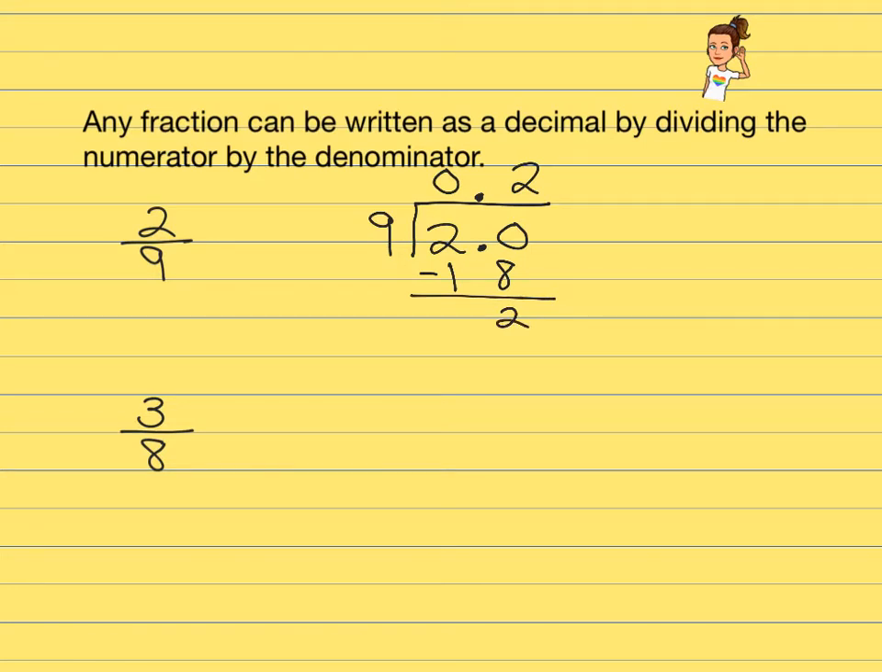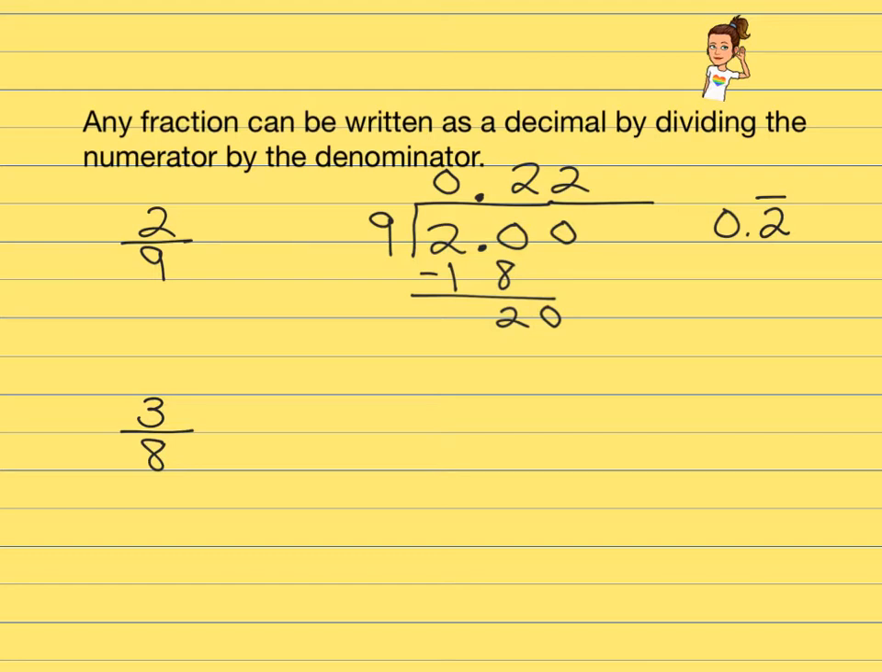We give ourselves another 0 and bring it down, and we have 20 again, which means we are going to write another 2 in our quotient. It's going to continue to repeat. The digit that is repeating is the 2. So our answer is going to be 0.2 with that bar notation written above the 2. 0.2 repeating is how we read the answer.